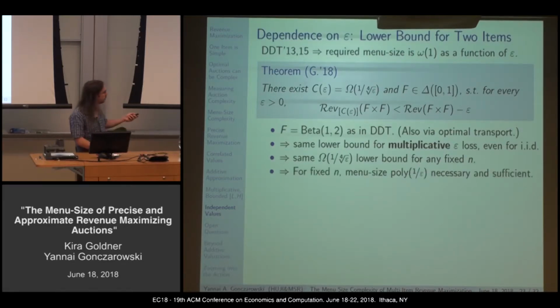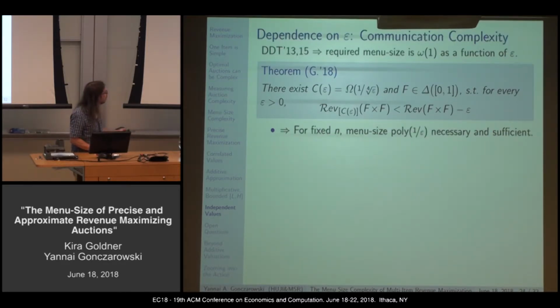You may wonder at this point, okay, but what about varying n and epsilon? We'll get to that in the next slide. So for fixed n, if you care about 20 items, and you want to lose at most a multiplicative epsilon or an additive epsilon, you need a poly(1/epsilon) menu. That's the truth. And just to take you back to the fact that we talked about that menu size captures the communication complexity, I'm doing this as an example here, but it could be applied to other approximation settings that we talked about earlier.